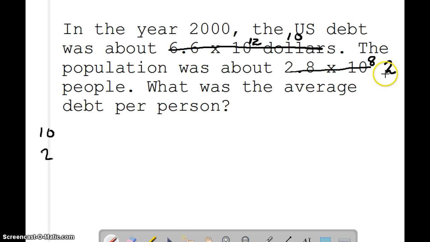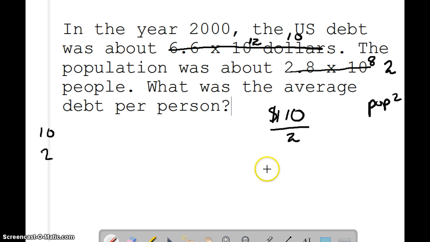And I'm going to read the problem again. In the year 2000, the U.S. debt was about $10, and the population was about 2. Okay, so the population is 2. What was the average debt per person? Well, now we know. How many people were there? 2. The amount of debt was 10, so it's 10 divided by 2.